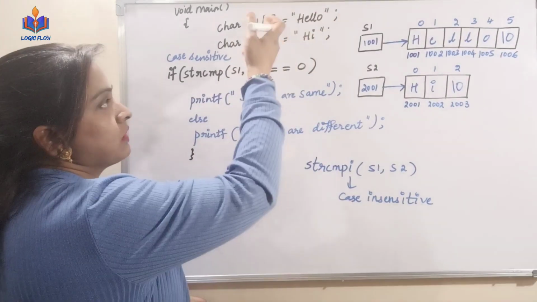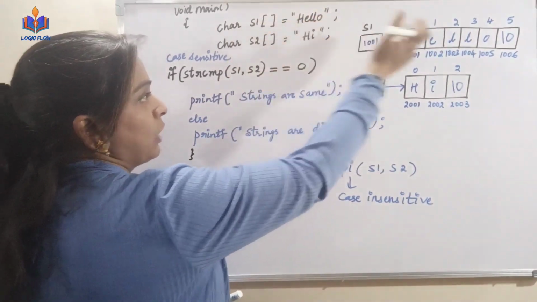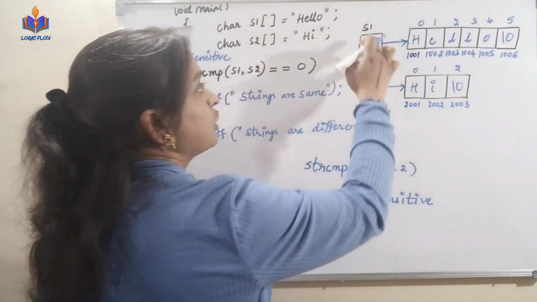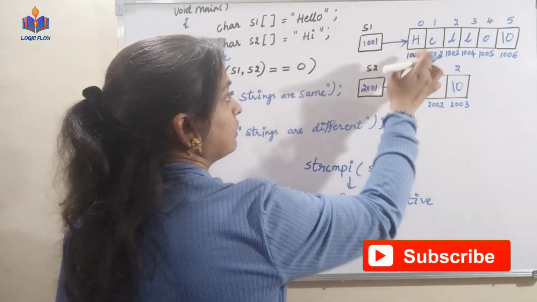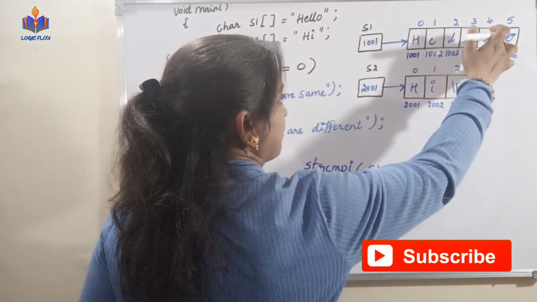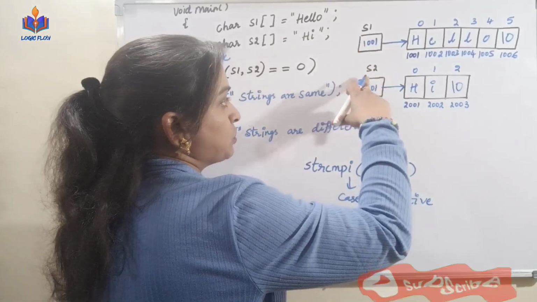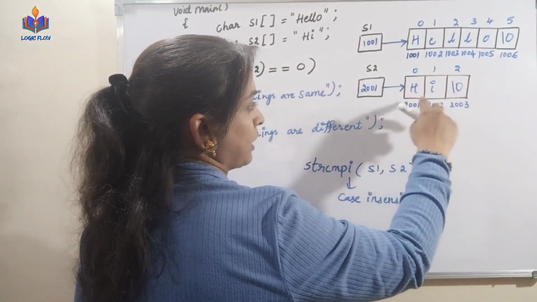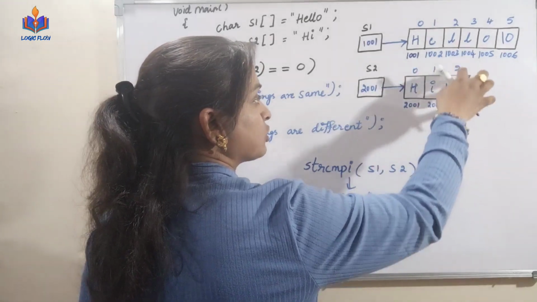As usual, we are initializing the string s1. It is an unsized character array, Hello. So here I have filled the values. s2 is hi. So s1 is a character pointer pointing to the first string, at 1001. We have 1, 2, 3, 4, 5 characters, and the last one is the null character. S2 is a character pointer pointing to the base address 2001, having only 2 characters, H and I, at 0, 1, and one more location to store the null character.